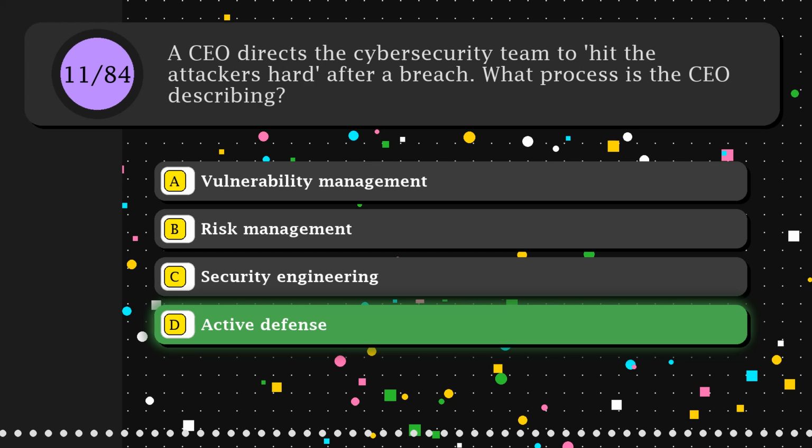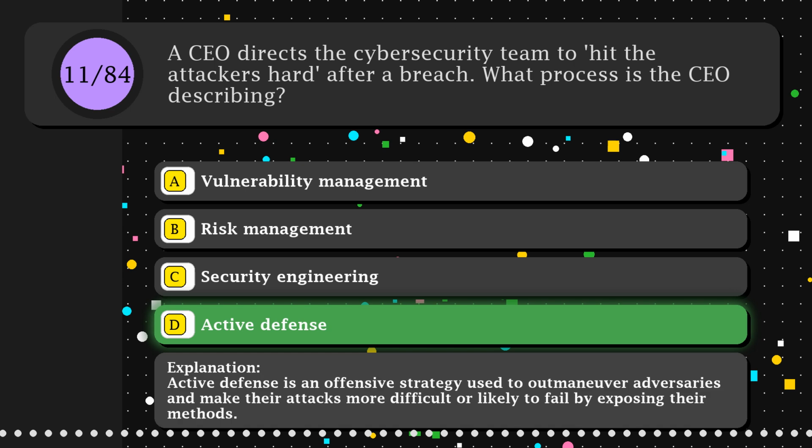The correct answer is option D. Active defense. Active defense is an offensive strategy used to outmaneuver adversaries and make their attacks more difficult or likely to fail by exposing their methods.